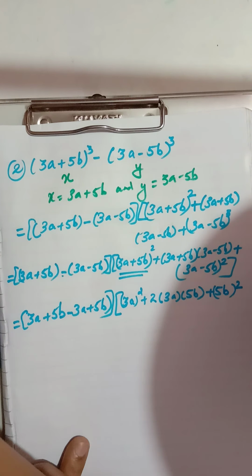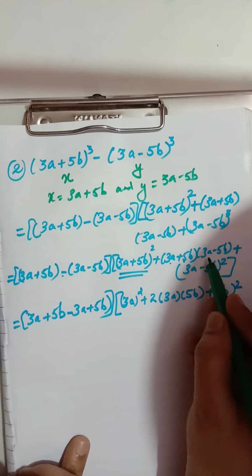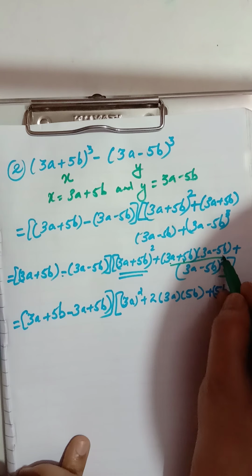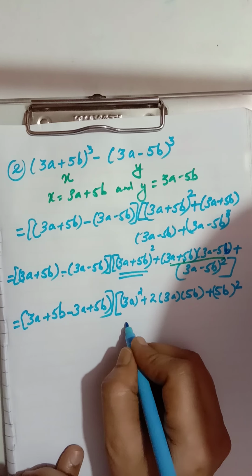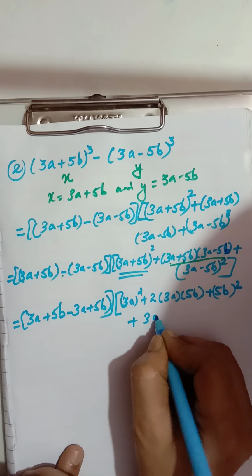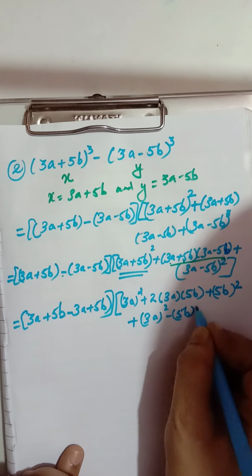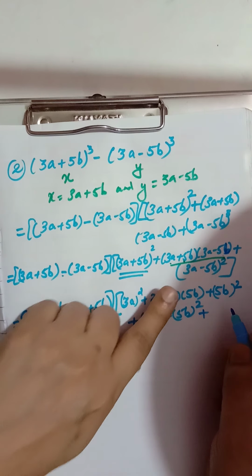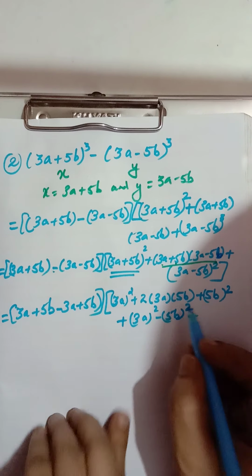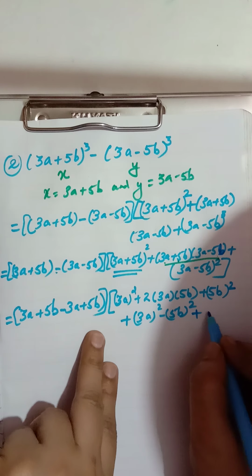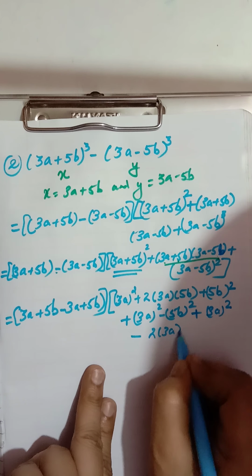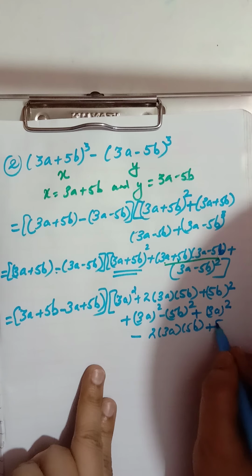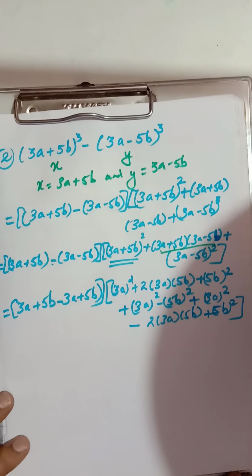Now the next term, what you can see, (3a + 5b) into (3a − 5b). So this is nothing but, what is it becoming, children? This is (a + b) into (a − b). So here we will write plus (3a)² − (5b)². Now plus the last term, (a − b)², that means (3a − 5b)². So that will be what? (3a)² − 2 into 3a into 5b + (5b)², okay.